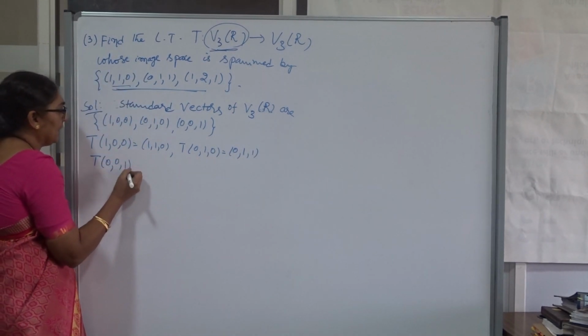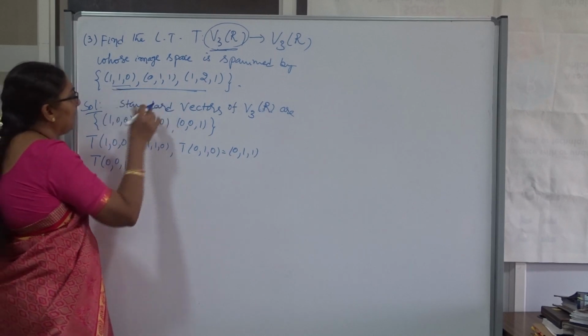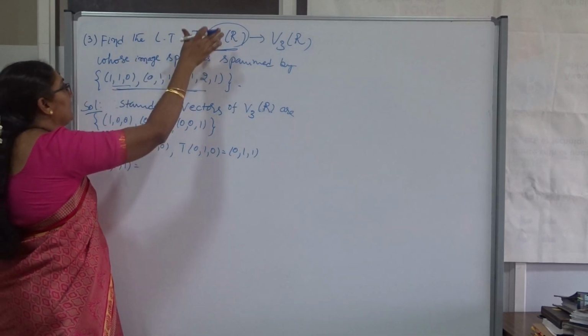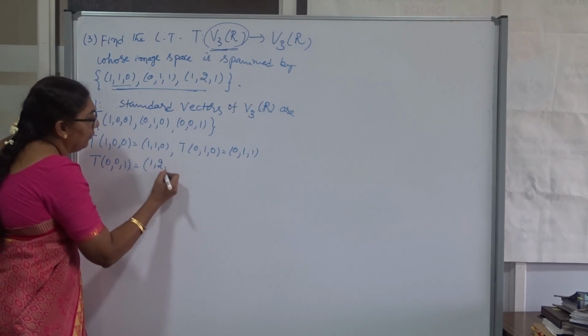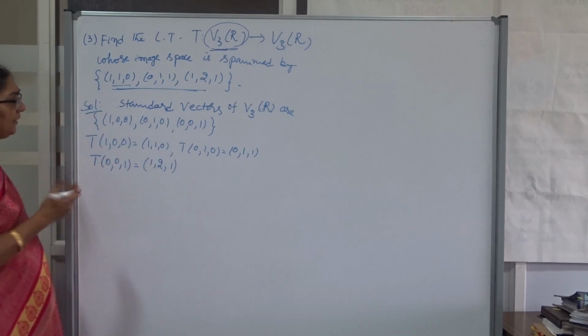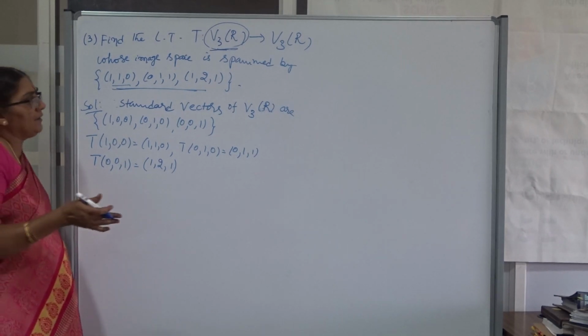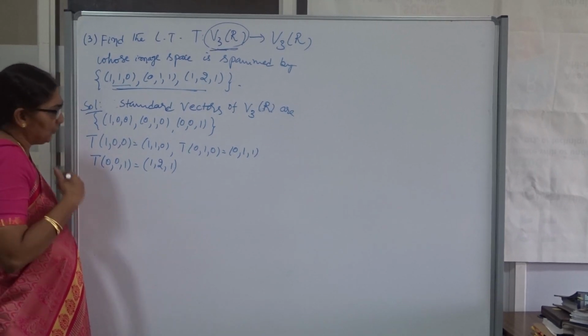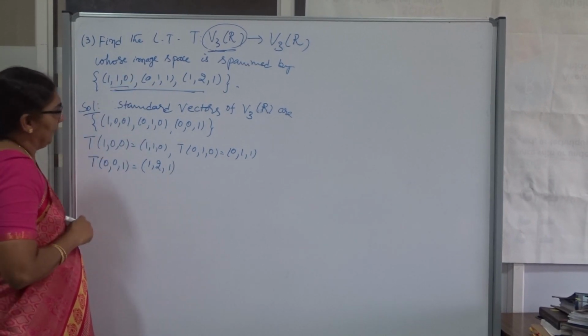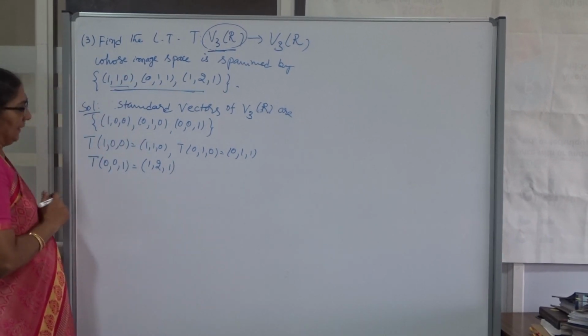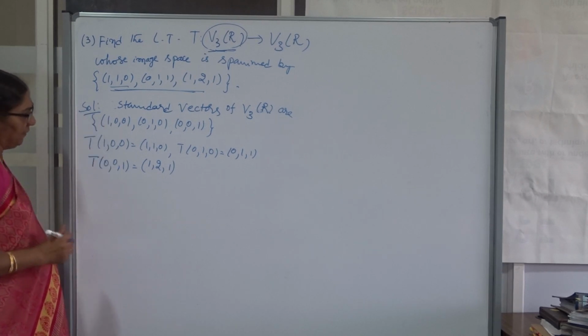Please try to understand. I am assuming these are the images of the standard vectors of the domain. Now that is 1, 2, 1, because there is no other alternative. You can't take just any vectors; you have to choose vectors that form a basis for the domain. Okay. After that, now we have the images.